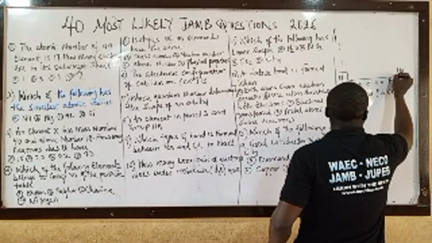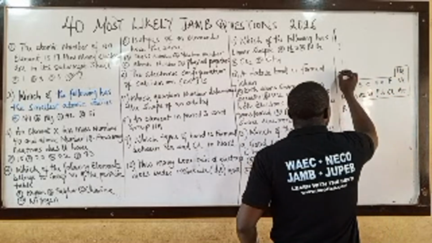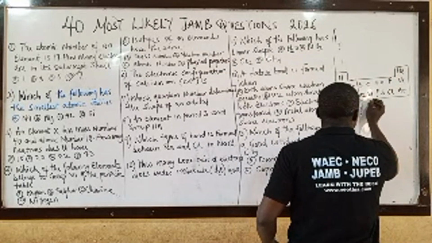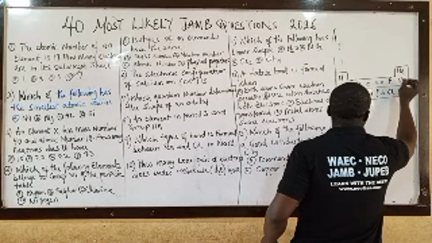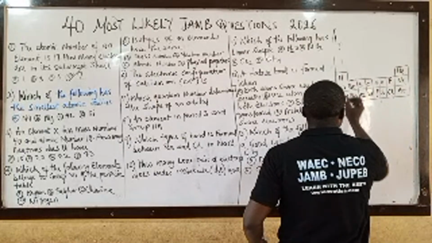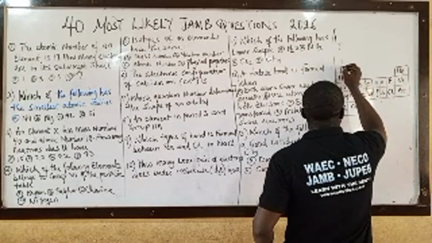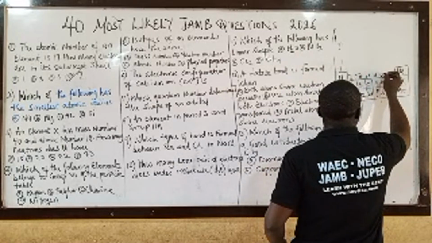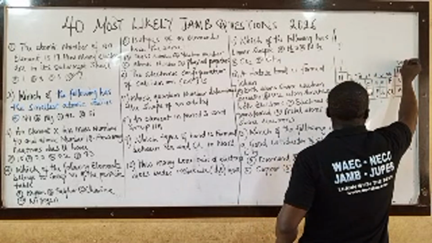That is when you have these. This is the periodic table of the first 20 elements. Group 1, group 2, group 3, 4, 5, group 6, group 7, group 8.